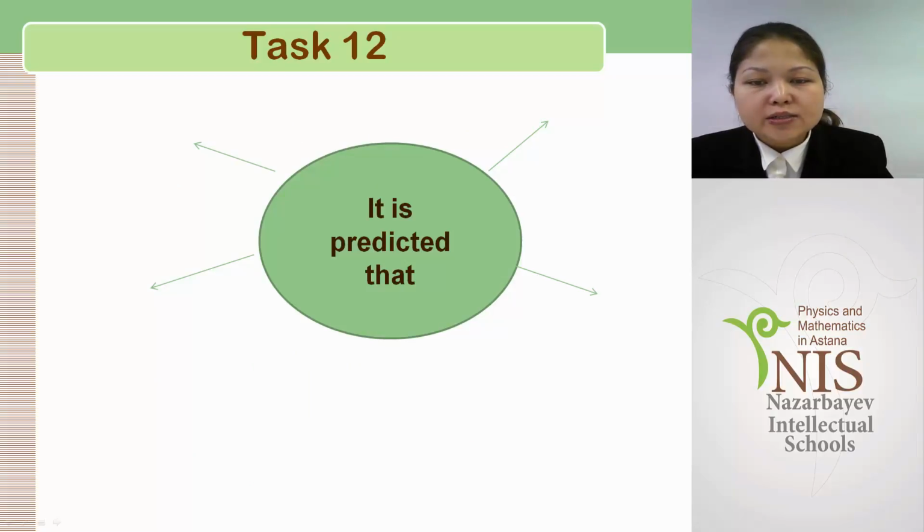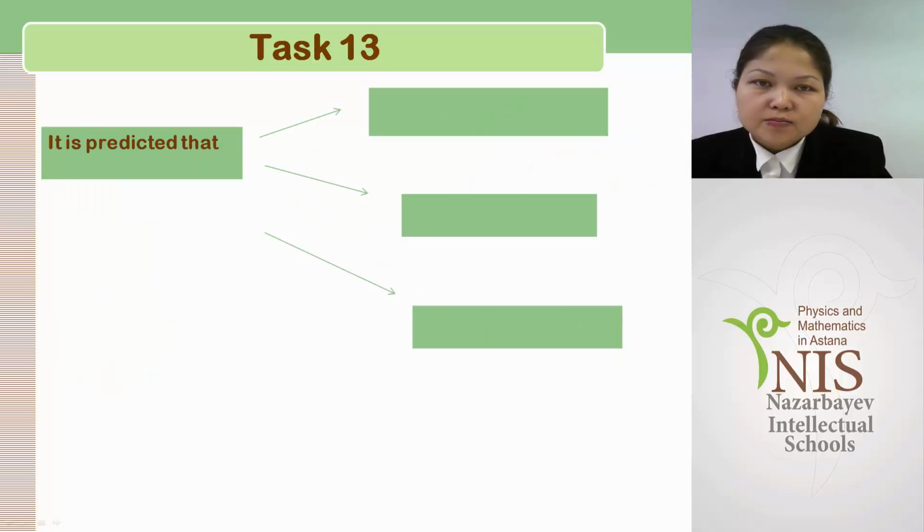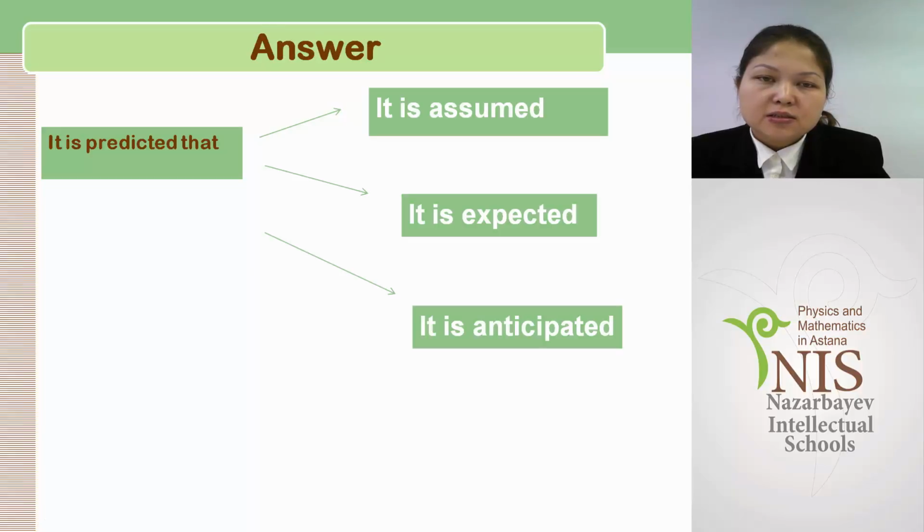So in writing task 1, it is predicted that, think of any ideas which come to your mind about writing task 2 or writing task 1. So it is predicted that, the future, what will happen, forecasting, suppose. Next task is you need to fill in. It is predicted that, it is assumed, it is expected, it is anticipated.